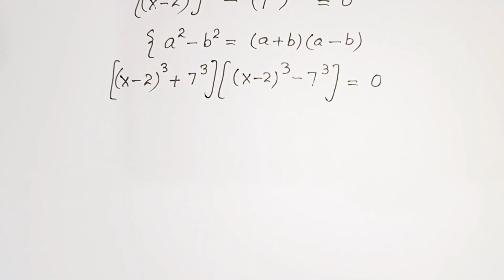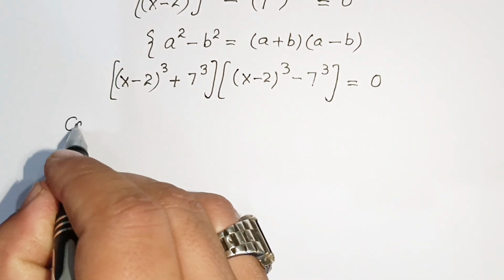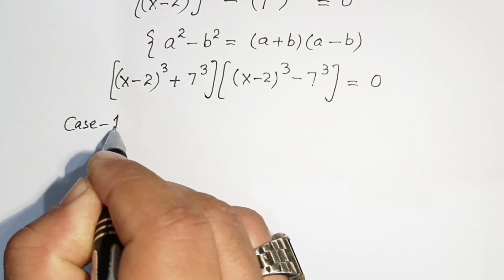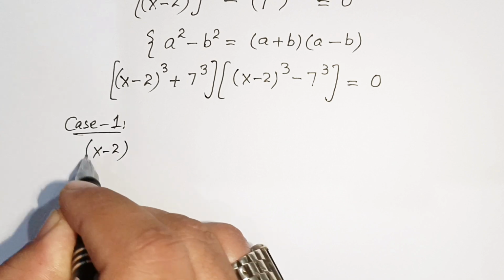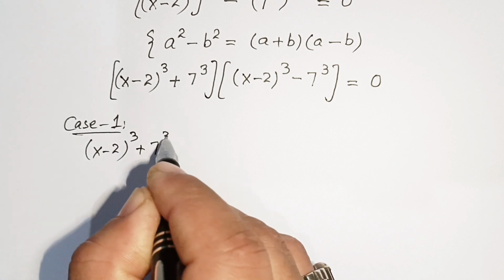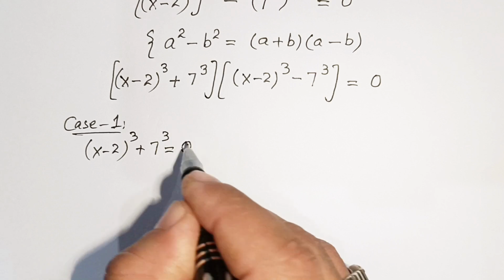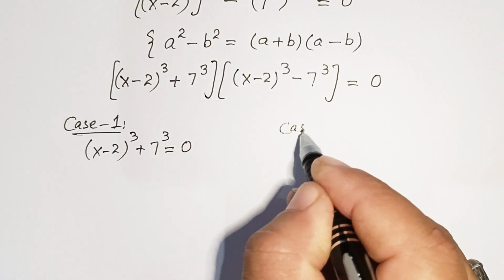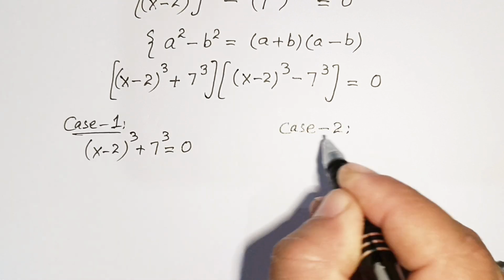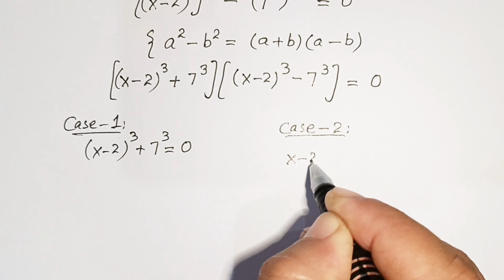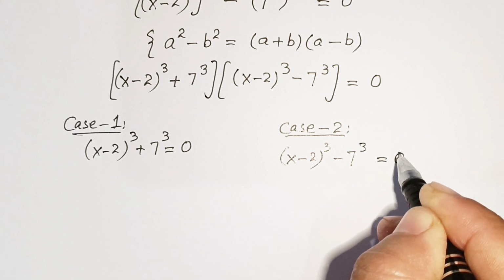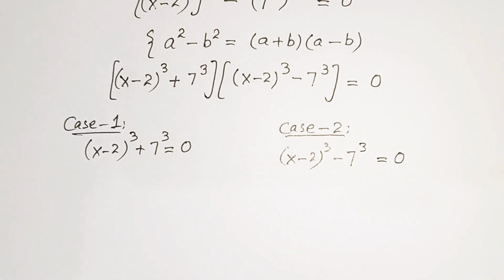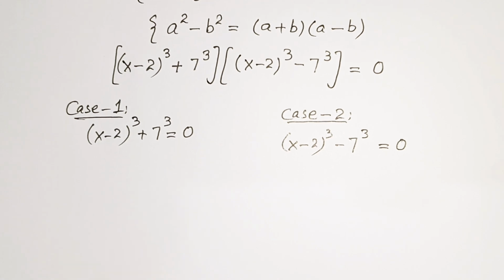Now we have two possible cases here. Our case 1 is that (x minus 2) cubed plus 7 cubed is equal to 0, and our case 2 is (x minus 2) cubed minus 7 cubed is equal to 0. Now we have to solve these two cases respectively.